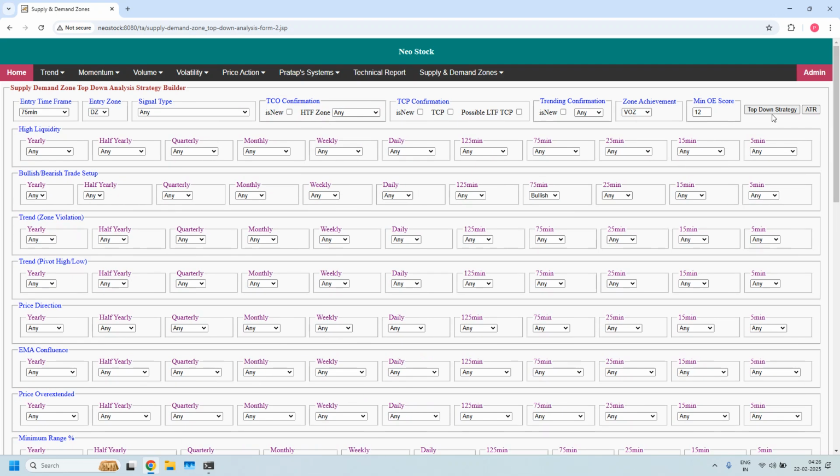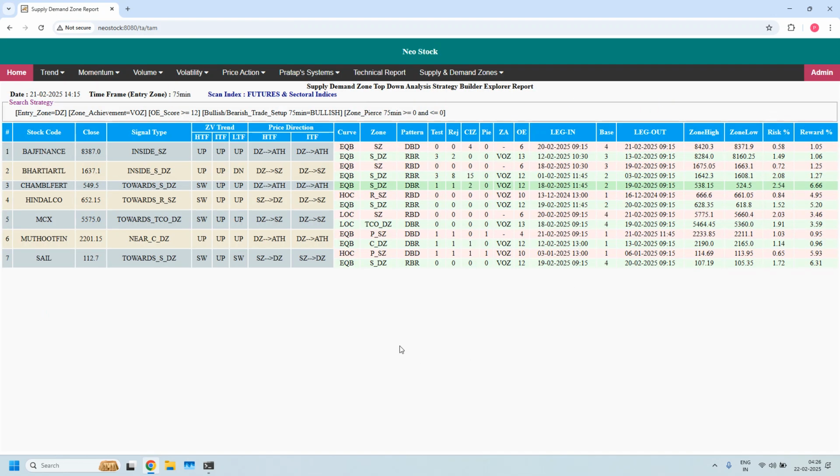So let's filter. We got 7 stocks. These 7 stocks are supporting bullish trade setup for weekly income trade. And all these demand zones are 75 minutes demand zones. Out of these 7 75 minutes demand zones, how many are having ITF confluence? Let us verify.